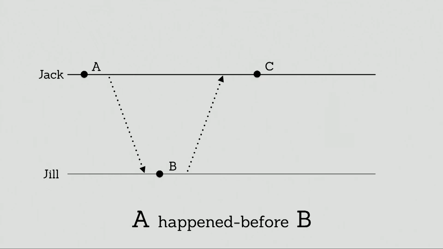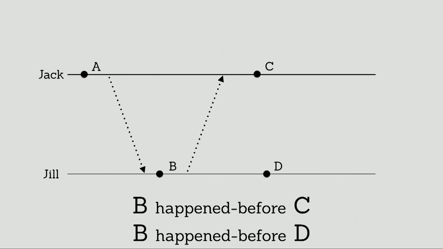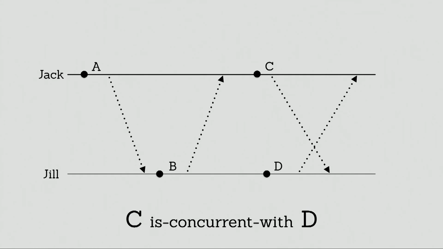Jack says C, and Jill simultaneously says D. Okay, well, we can say that both B happened before C and B happened before D. However, C is concurrent with D, right? So it assigns a partial order.